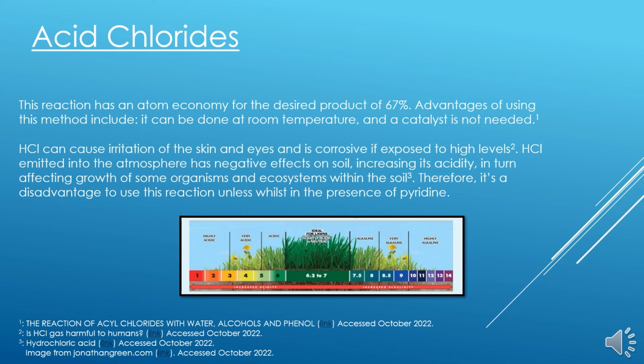The byproduct HCl can cause irritation on contact with skin or eyes and is potentially corrosive given high enough levels. HCl emitted into the atmosphere can have seriously negative effects on soil, in particular increasing its acidity, which in turn can affect growth of many organisms and ecosystems that thrive in the soil. Therefore, it's a disadvantage to use this reaction unless it's in the presence of pyridine.